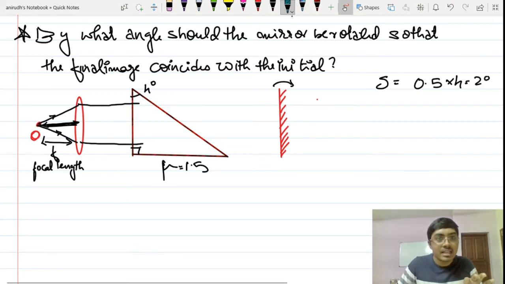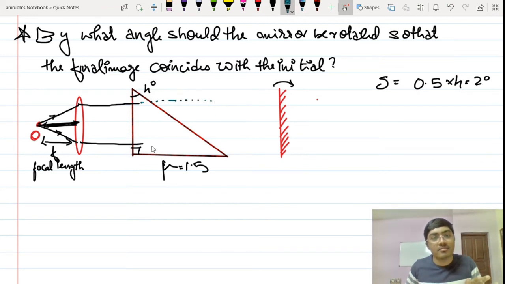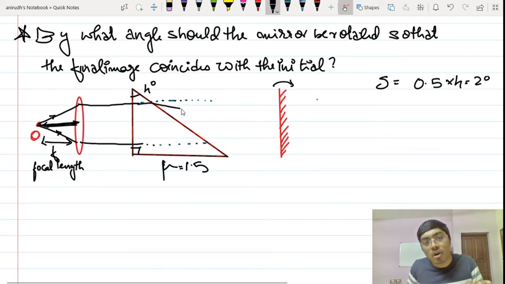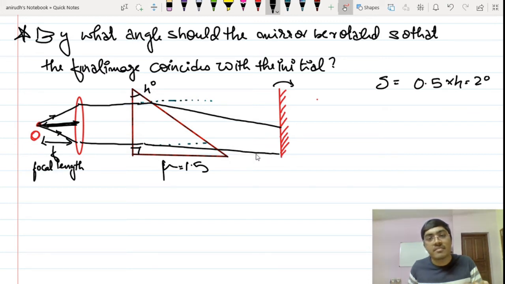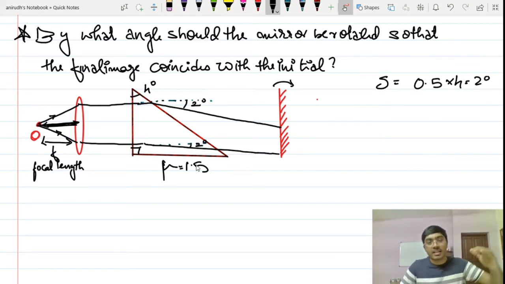That simply means that these rays are going to suffer, if this was the way by which it was supposed to go, now this is actually going to suffer a deviation of 2 degrees from the normal path. So that is the meaning of deviation, right? So this is going to suffer a deviation like this. So this angle is 2 degrees. This is the deviation of the ray from the normal surface.